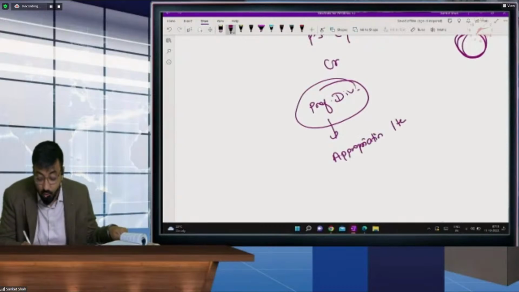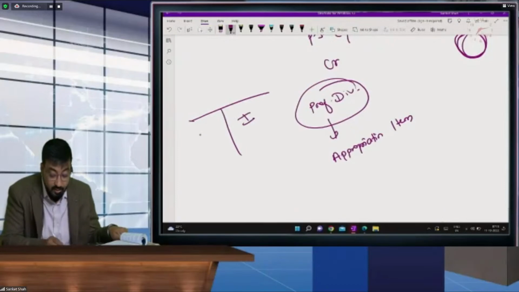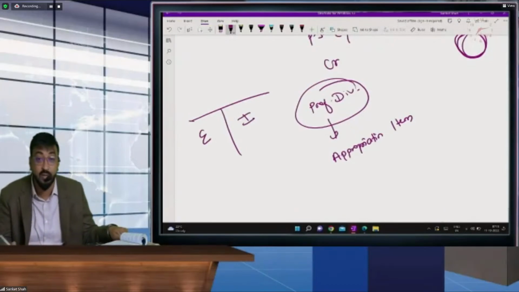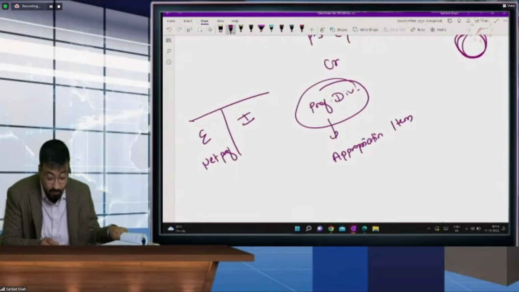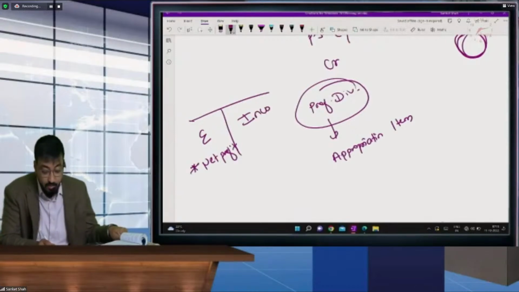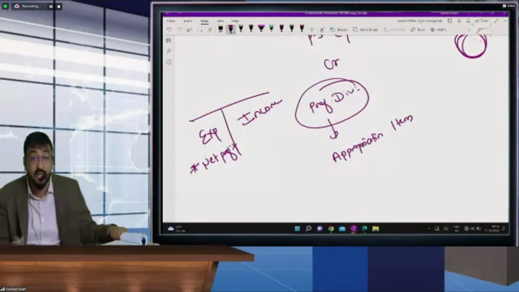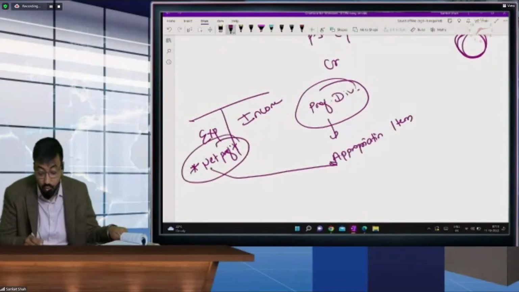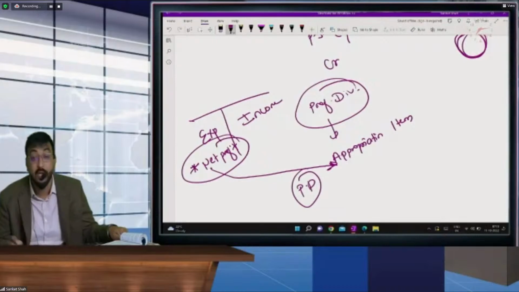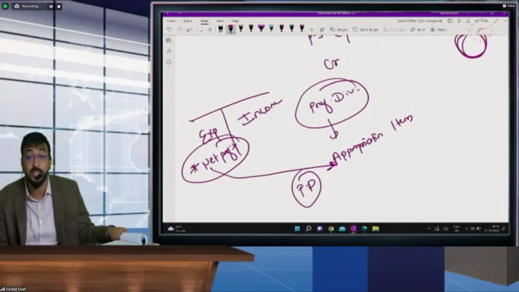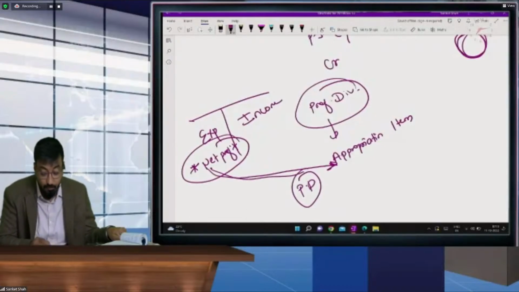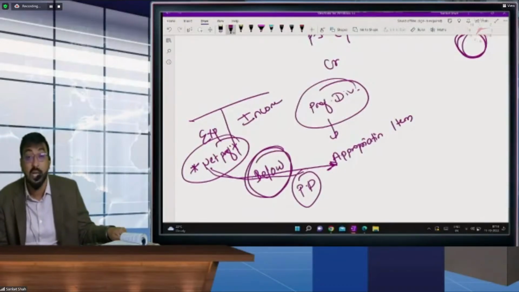See these words. Now what is appropriation? When you have income minus expenditure, it is called net profit. Income is more, expenditure is less, and if you are in profit, then only you are going to pay preference dividend. If you are in loss, you are not going to pay preference dividend. So preference dividend is an appropriation item, not a charge against P&L. It comes after net profit, so it is called a below-the-line item.